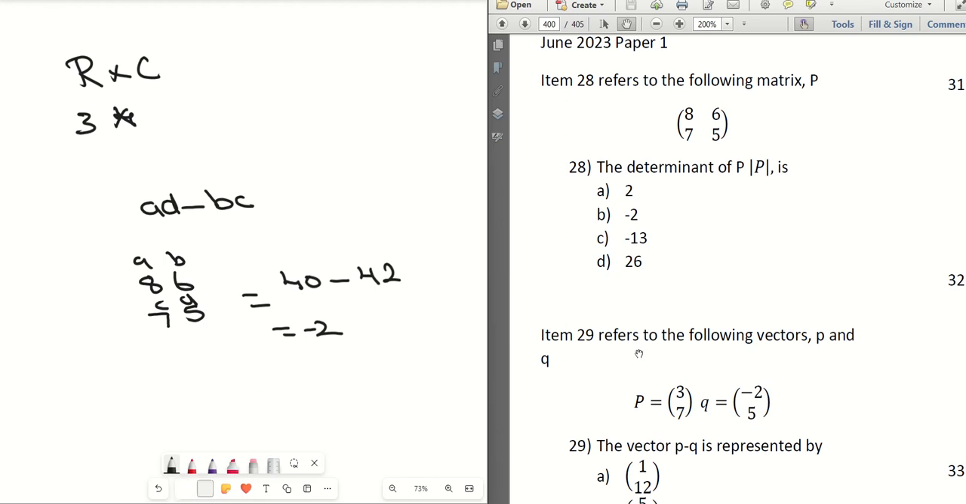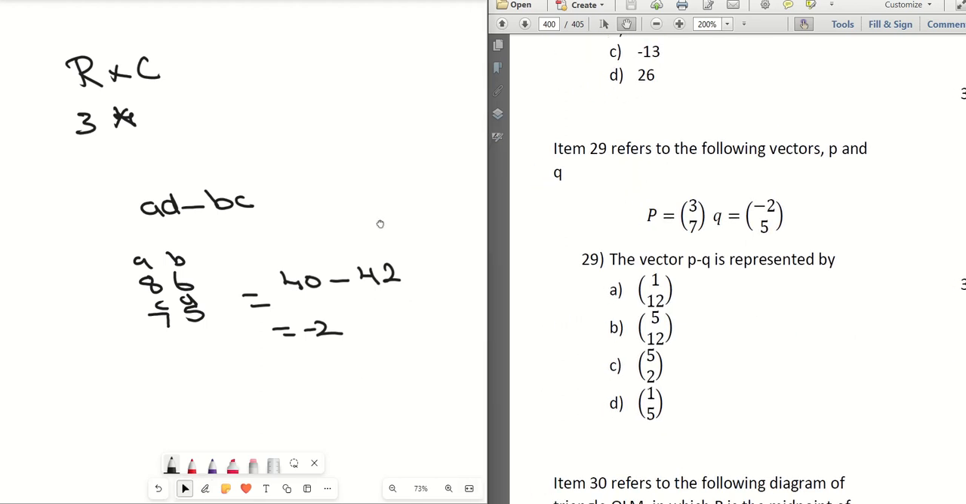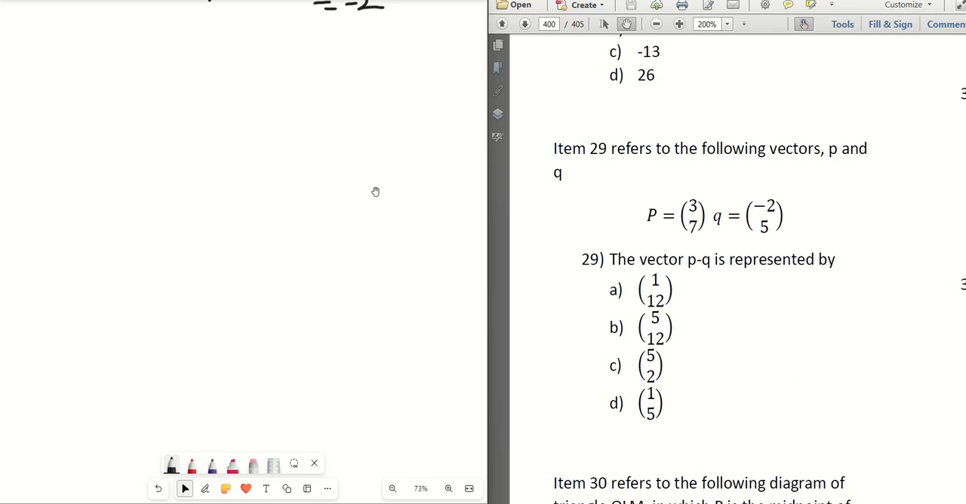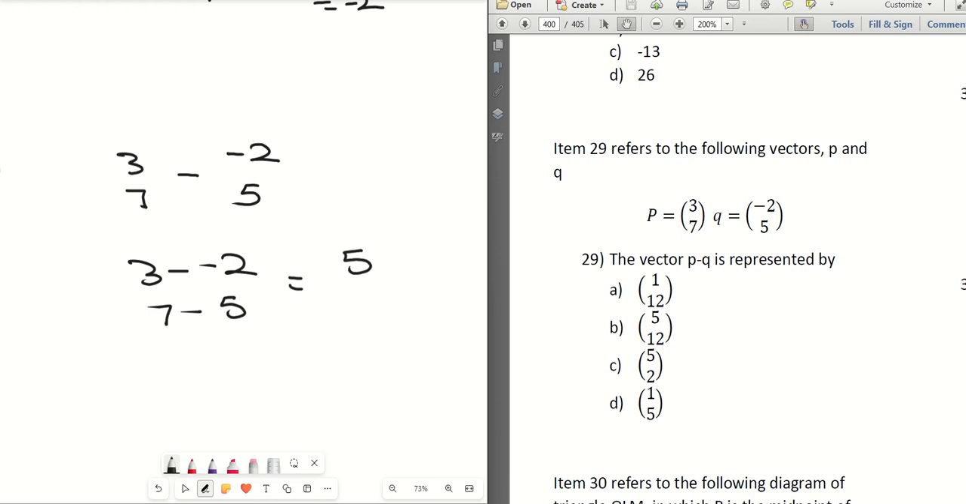Right, let's look at number 29. Item 29 refers to the following vectors, P and Q. Right, P minus Q, so we know P is (3, 7). Q is (minus 2, 5). So that's 3 minus minus 2 and 7 minus 5. Hold on. A minus and minus a plus. So that's 3 plus 2 is 5. 7 minus 5 is 2. So it's (5, 2), which the answer is C.